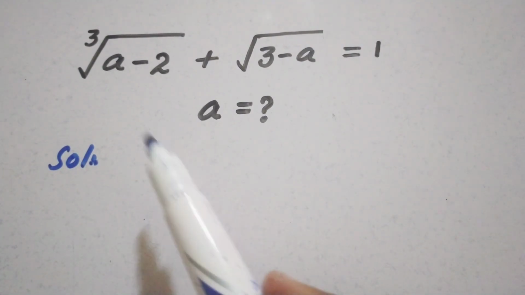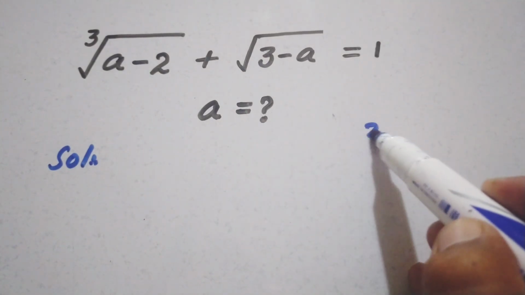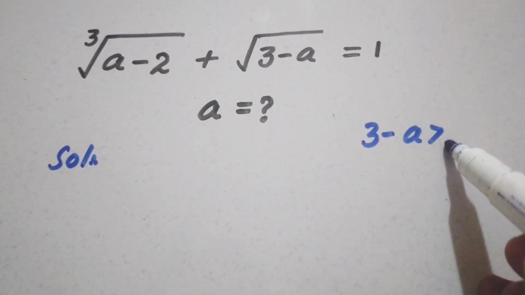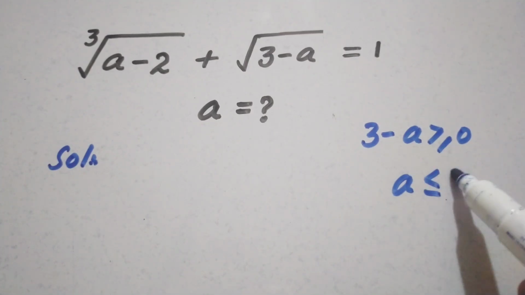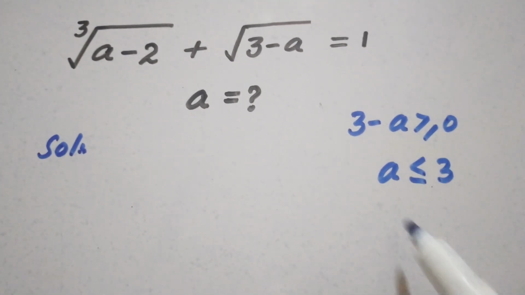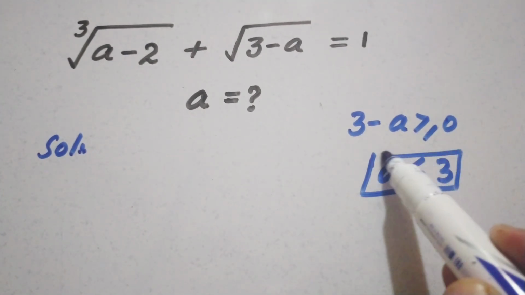First of all, we will check the domain here. 3 minus a is greater than or equal to 0. From this we get a is less than or equal to 3. So this is our domain.